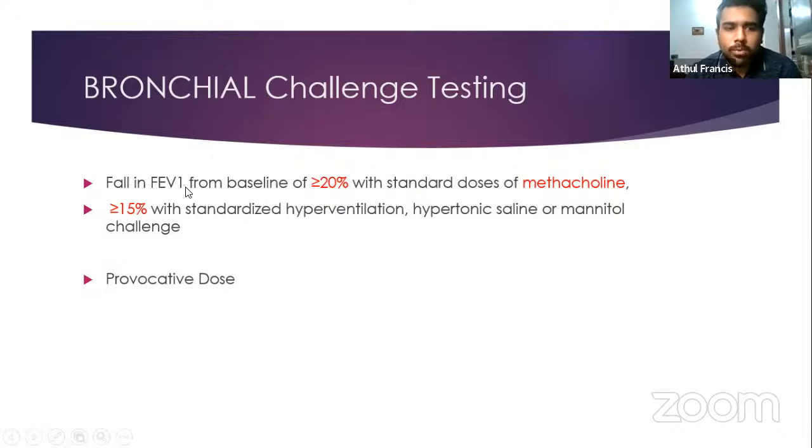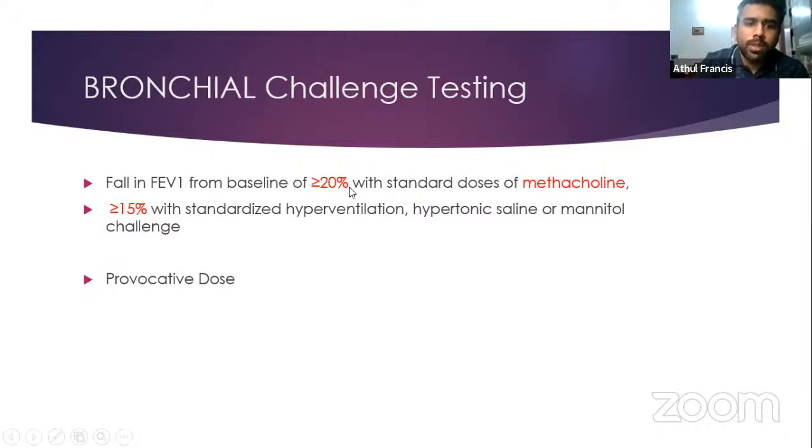Firstly, you do a spirometry and record the FEV1, as I told. And after giving the standard doses of methacholine, if there is a fall in FEV1 greater than or equal to 20% from his baseline FEV1 value, that is known as a positive bronchial challenge, or bronchial provocation testing. And there's something called the provocative dose, that is, at which dose of methacholine the bronchoconstriction occurs.